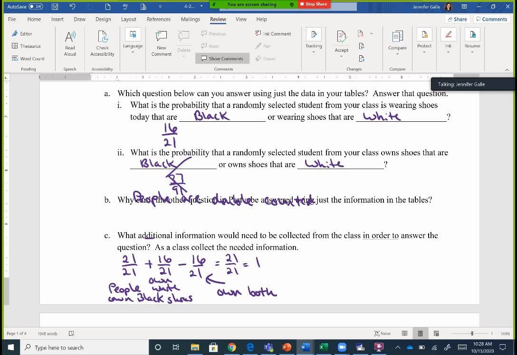So I know this one didn't work out as well as I'd hoped because we didn't have enough variety on what we're wearing today. Maybe I do need to throw gray shoes in there. That'd be a really good suggestion. But the idea is we have people that own black shoes. We have people that own white shoes. They're double counted if they own both. So we have to subtract out those double counts. That's what we have to be careful of when now we start building on those basics from yesterday.